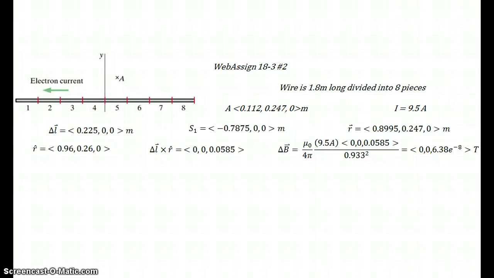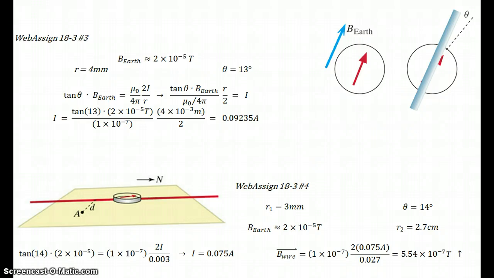Next, I found the location of the center of segment 1 and used that vector value to find R and the unit vector. Then I found delta L cross R. Finally, I used the equation of a short wire to find delta B at location A due only to the current in segment 1. My next two examples are very similar.